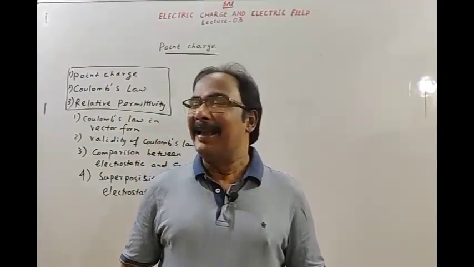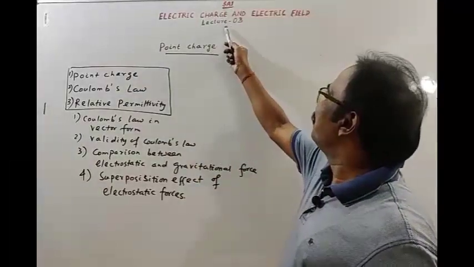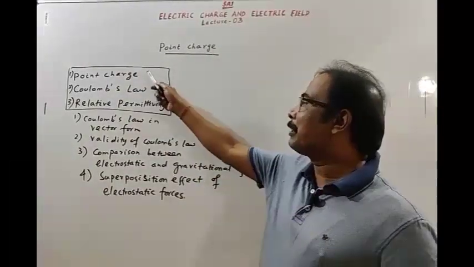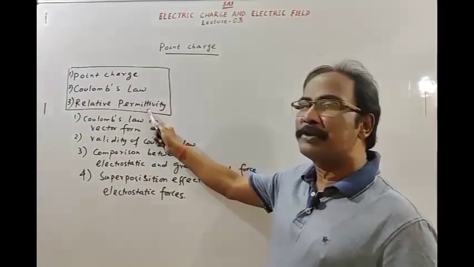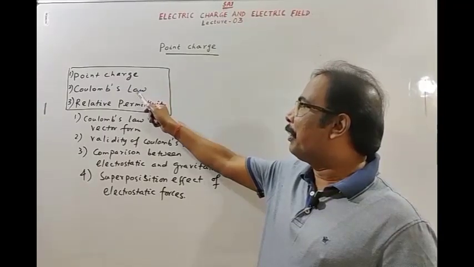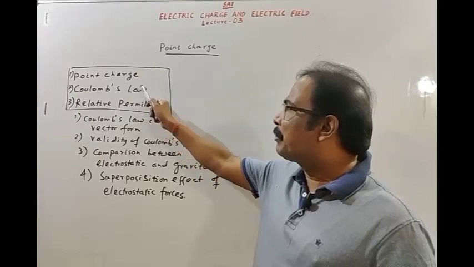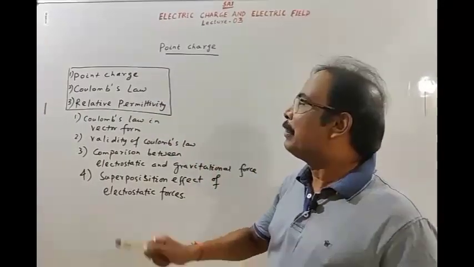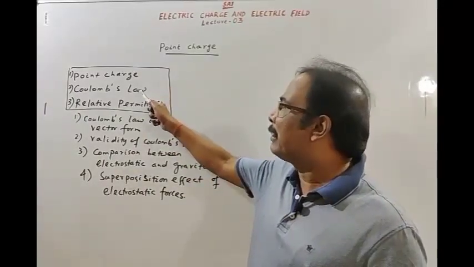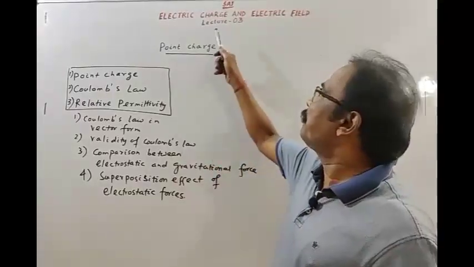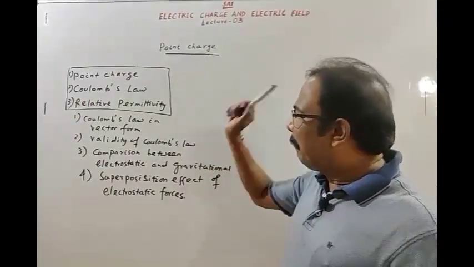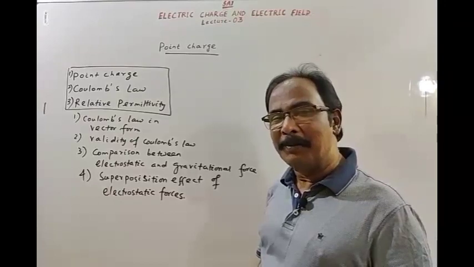In today's lecture, lecture 3, we will study these 3 points: point charge, then we will move to Coulomb's law, then relative permittivity, which of course comes under Coulomb's law. So basically we will study point charge and Coulomb's law. In lecture 4, we will completely analyze Coulomb's law.